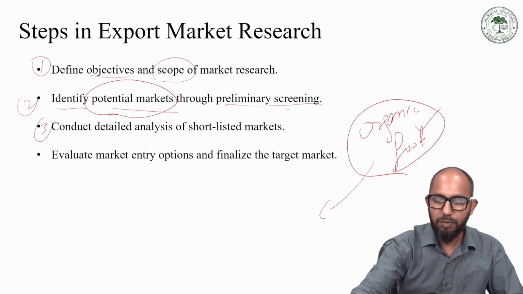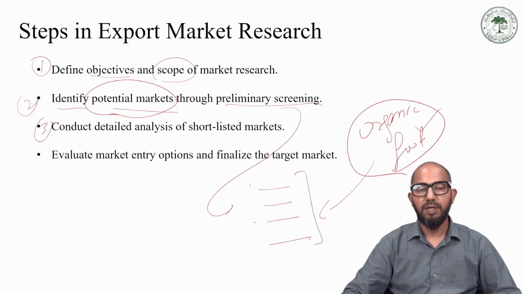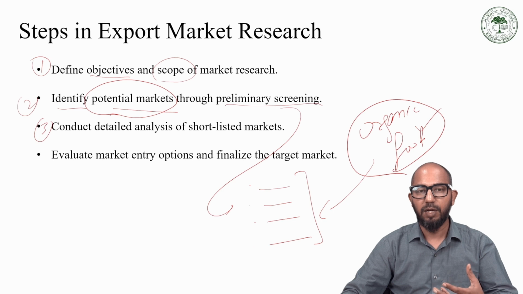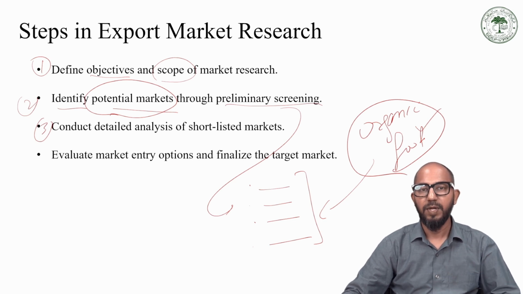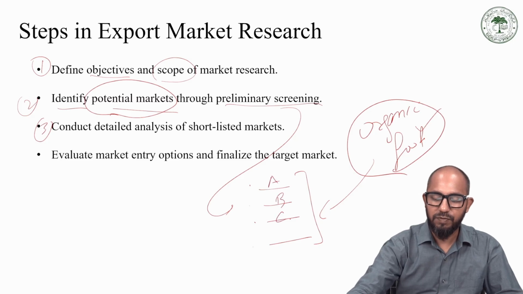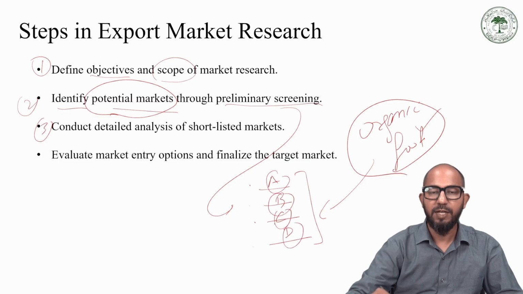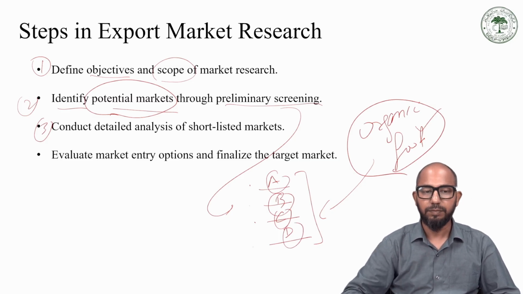Suppose on the preliminary screening, we have selected around four countries. Now, our objective is to go to new markets, but that should be only one country. We want to start with one country. So these shortlisted countries or markets, we can call them, their detailed analysis should happen so as to finally decide and select one or two countries.